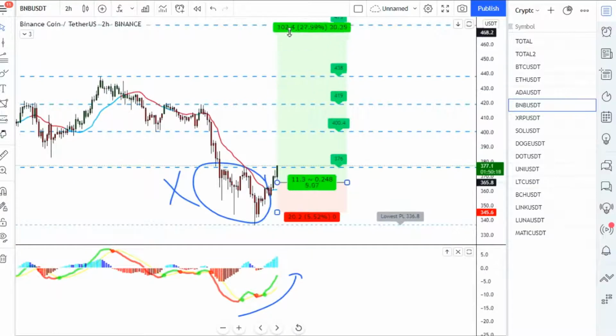Bro, it doesn't mean you're going to be right. It means your probability, your odds, are much better.